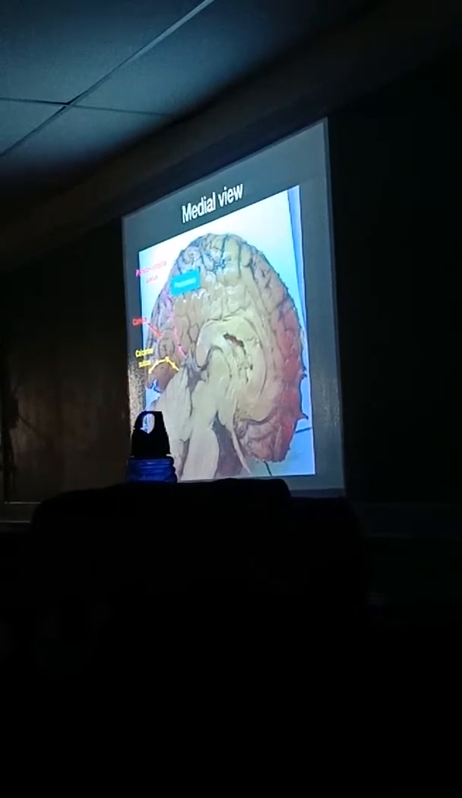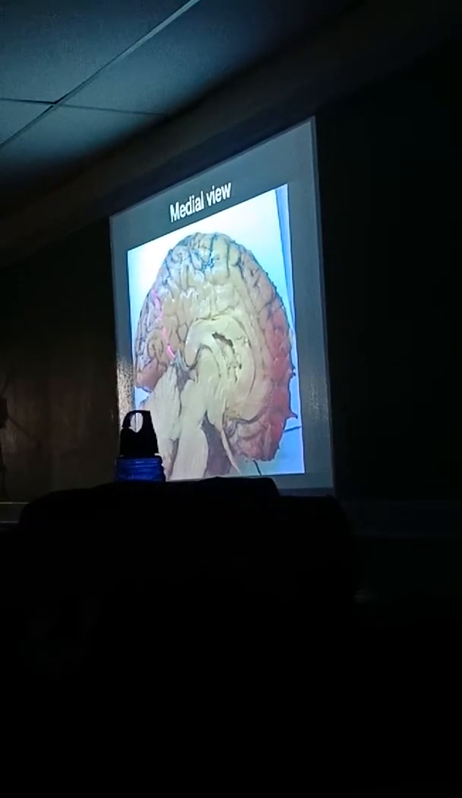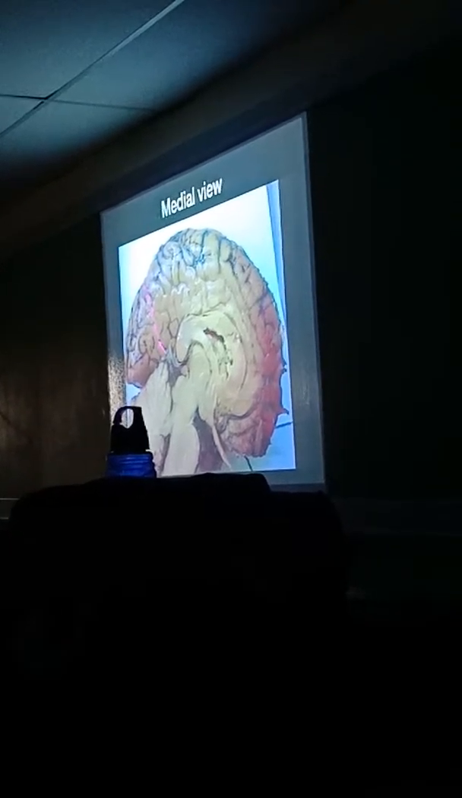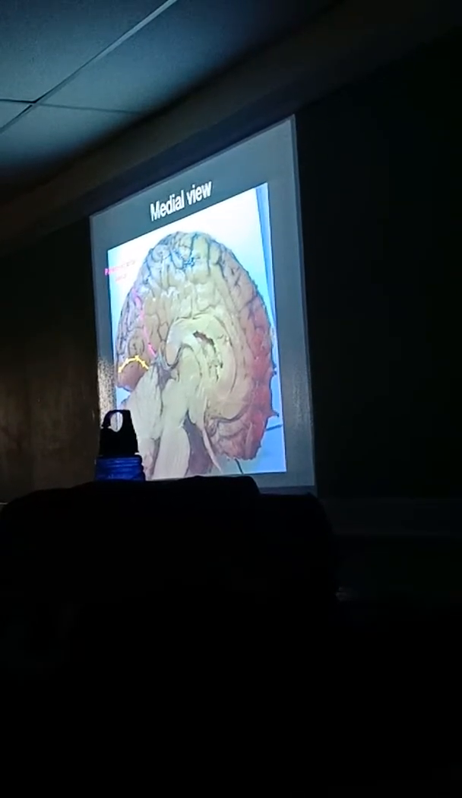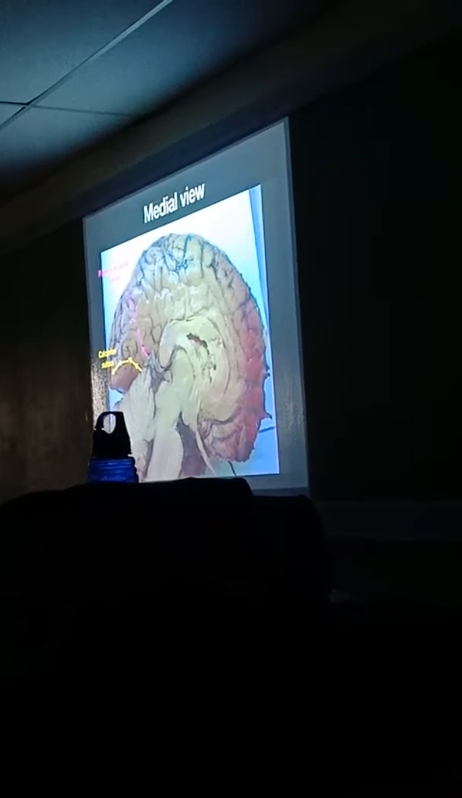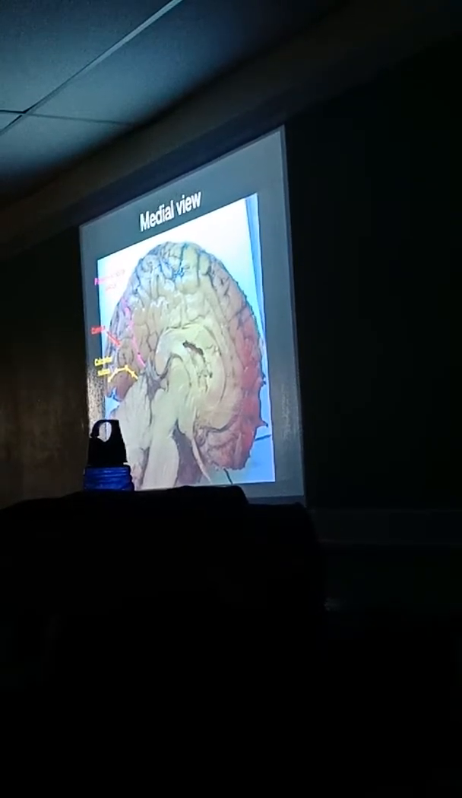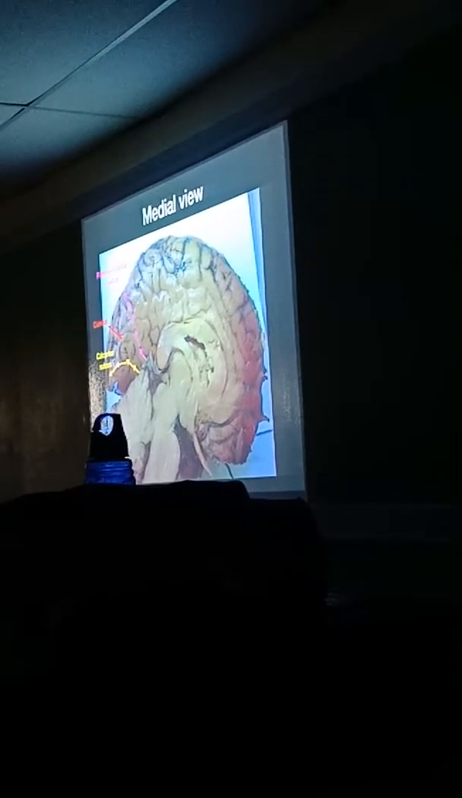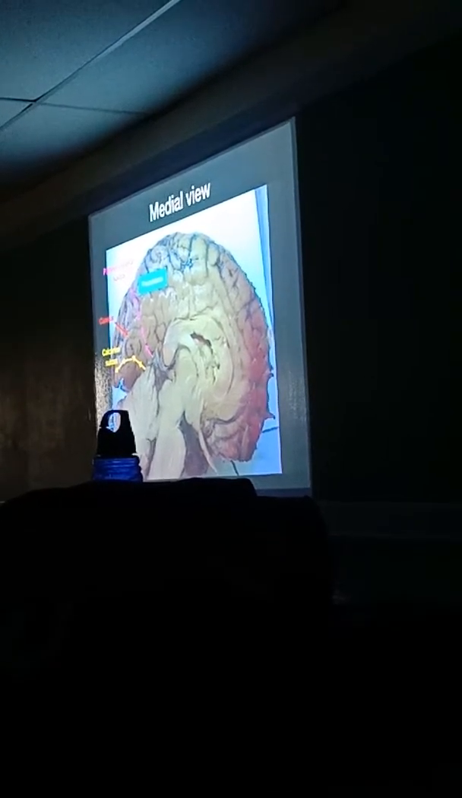Okay, let's have a review. This is section E. This is your parieto-occipital sulcus. This is your calcarine sulcus. The structure between these two sulcus is your cuneus. Structure inferior to your calcarine sulcus is lingual gyrus, and this is your precuneus, anterior to your parieto-occipital sulcus.